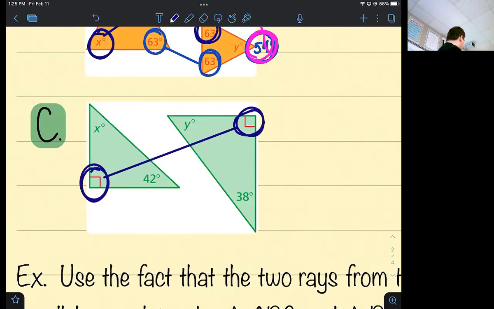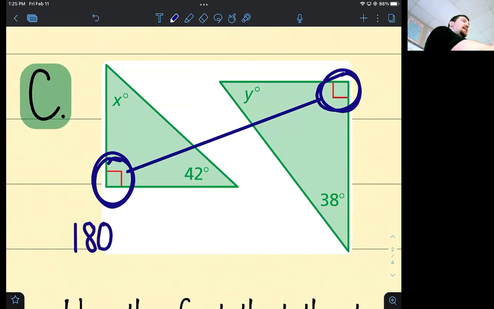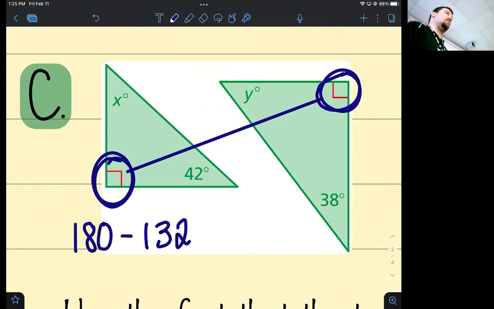I need angle X to be 38 degrees, because I know 42 is not the same as 38. So I need angle X to be 38 degrees in order for this to work. So I do some quick calculation. I take 180 minus 90 minus 42, which is the same as 132. What does that leave me with? Christian, what's that leave me with? 48. Okay, I needed it to be 38.